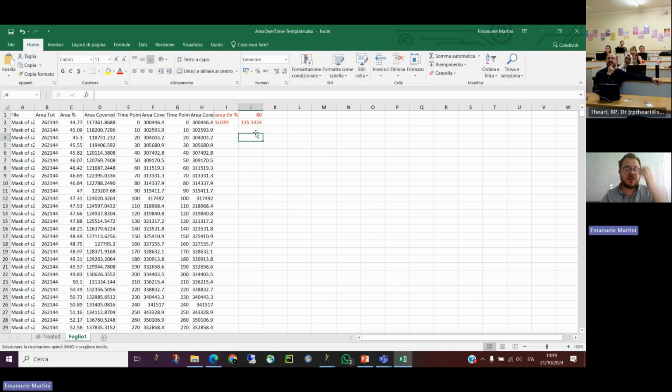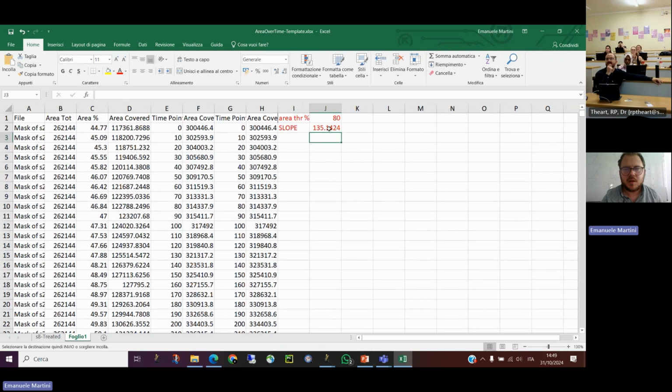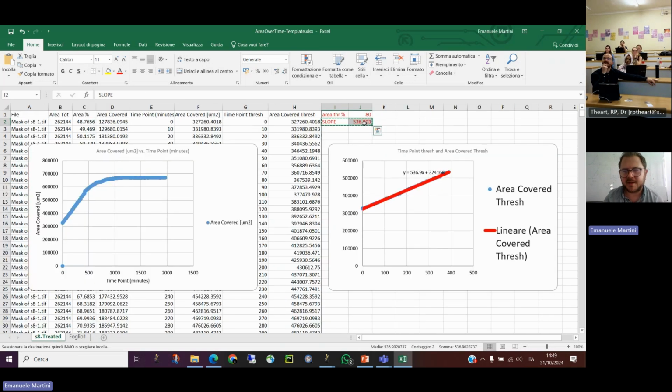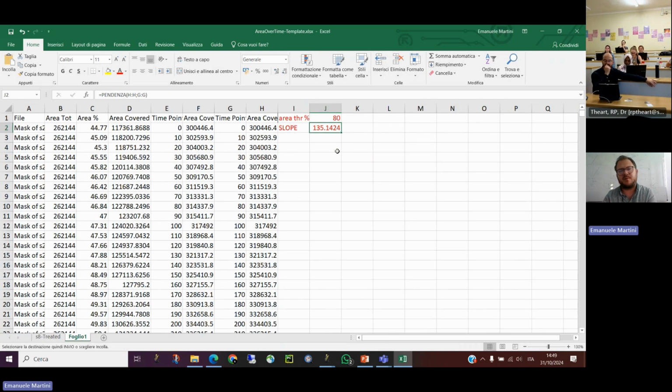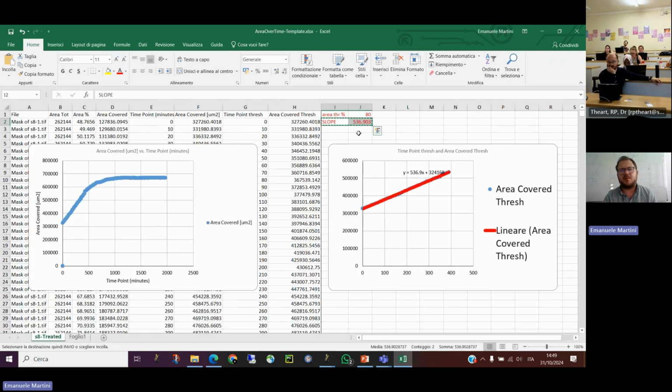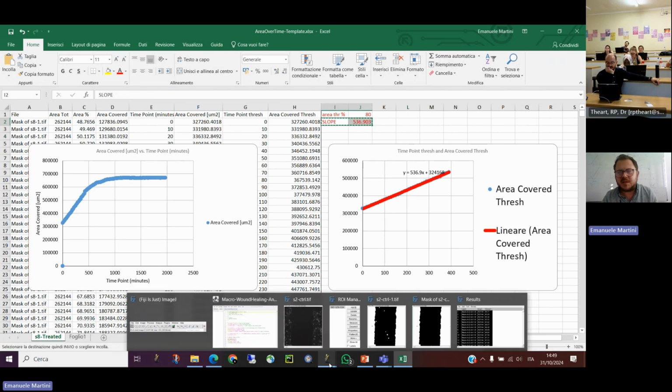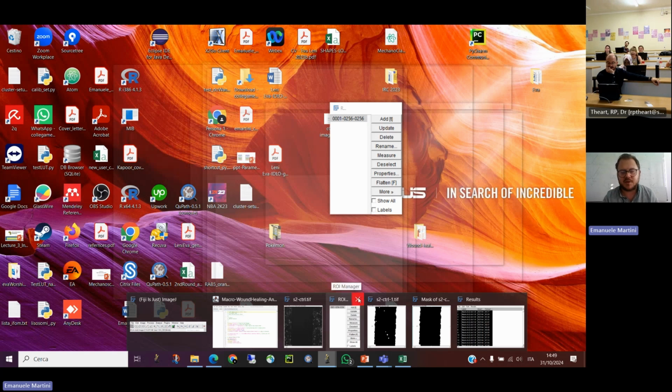And then what you see is that, for example, I don't know if you see because it's small, but let's enlarge it. The slope of the control of this second experiment is 135, and the slope of the treated, the one you helped me to analyze, is 536. So this means that the treatment increased a lot the speed of the cell, because the control one has 135, the treated one has 536. Then this is already an indication. No? They move faster in one condition with respect to the other.